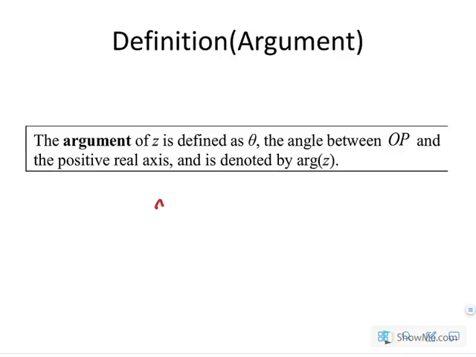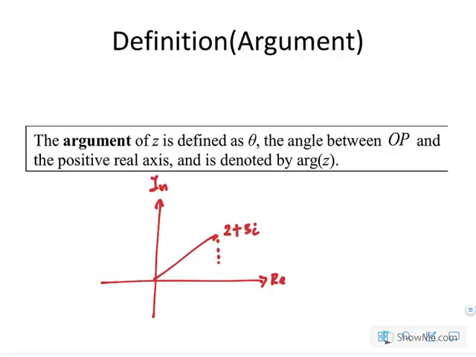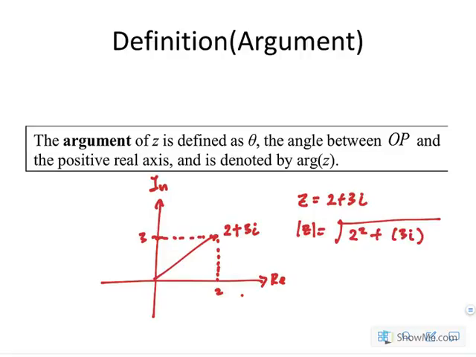What else? Some of you do this. Real, imaginary, 2 plus 3i, and you put 2 here. When you went to calculate your modulus, what you did is you actually did this. Is it correct? The answer is no.